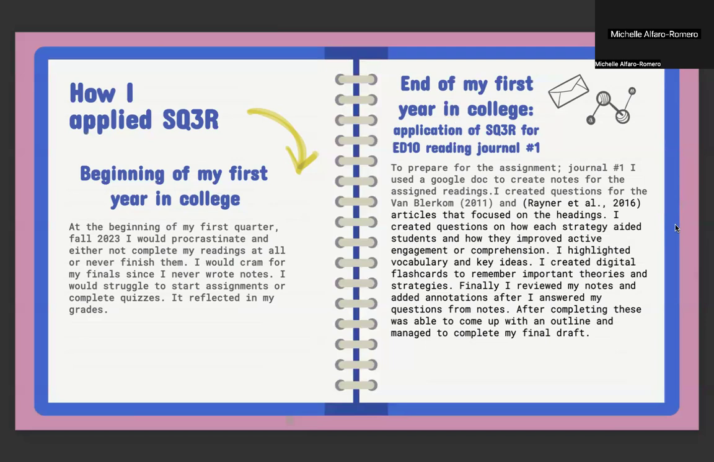I created digital flashcards to remember important theories and strategies. And finally, I reviewed my notes and added annotations after I answered my questions from my notes. And after completing these steps, I was able to come up with an outline and I felt more confident. And I actually managed to complete my final draft before the due date, which I usually struggle with.